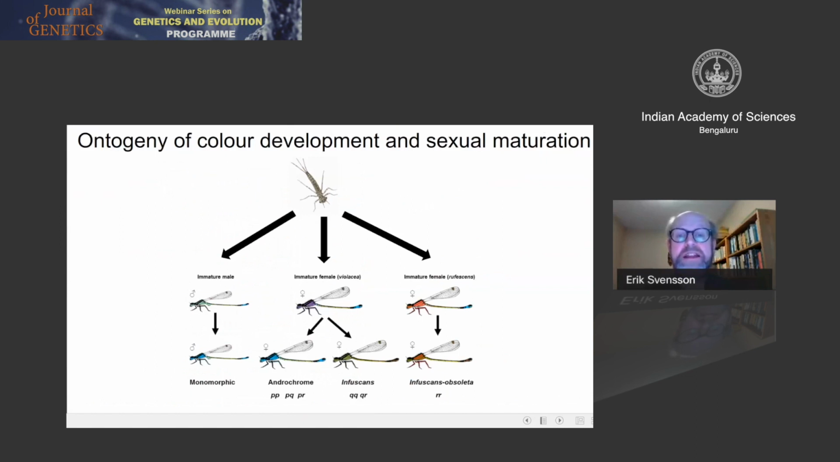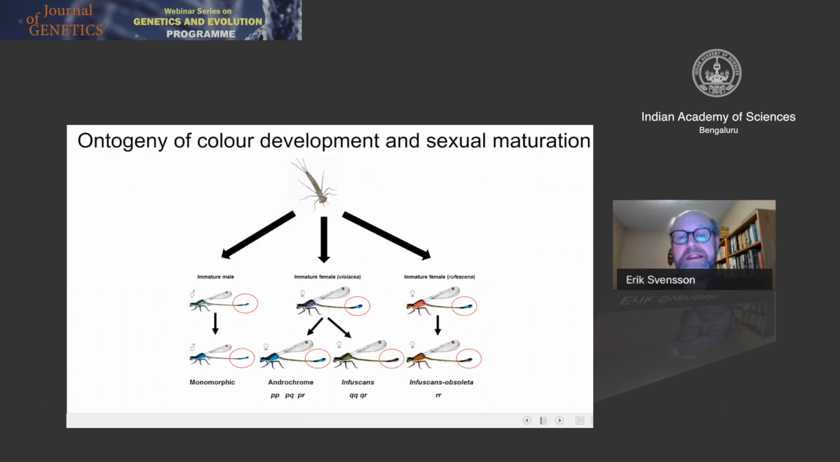Something about the ontogeny of the color development of these morphs. They spend 1 year as larvae, sometimes two. They come up as immatures, and then they go through a series of ontogenetic color changes until they become sexually mature. And in these early ontogenetic stages, all of them have a blue patch on the abdomen tip. And that patch is also what the male has. And the androchrome female morph maintains this blue male-like trait, whereas the two other morphs cover it with pigment.